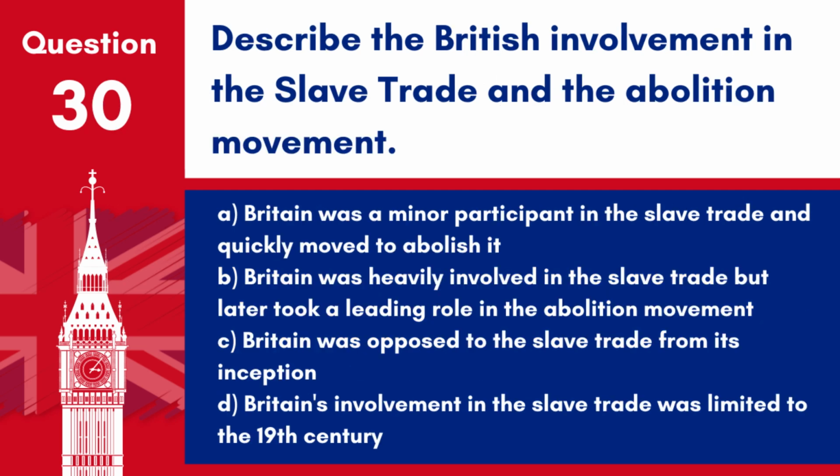Question 30. Describe the British involvement in the slave trade and the abolition movement. A. Britain was a minor participant in the slave trade and quickly moved to abolish it. B. Britain was heavily involved in the slave trade, but later took a leading role in the abolition movement. C. Britain was opposed to the slave trade from its inception. D. Britain's involvement in the slave trade was limited to the 19th century.